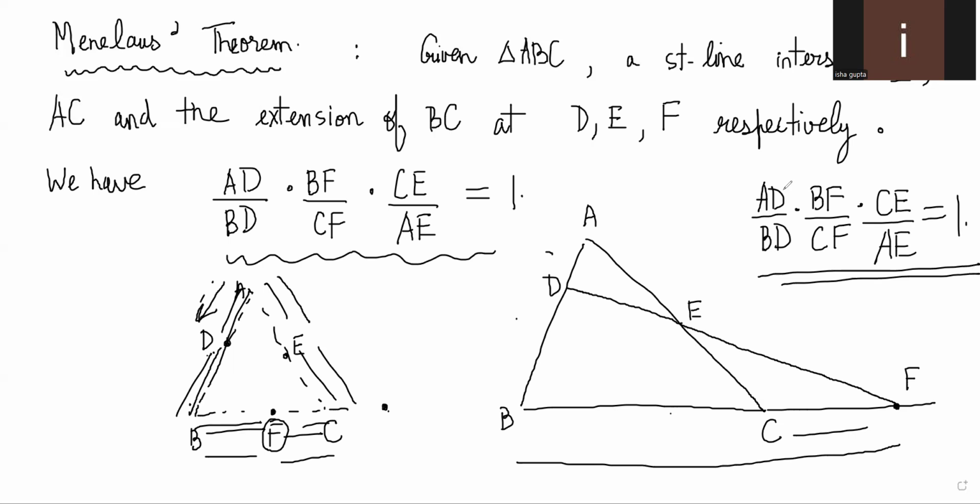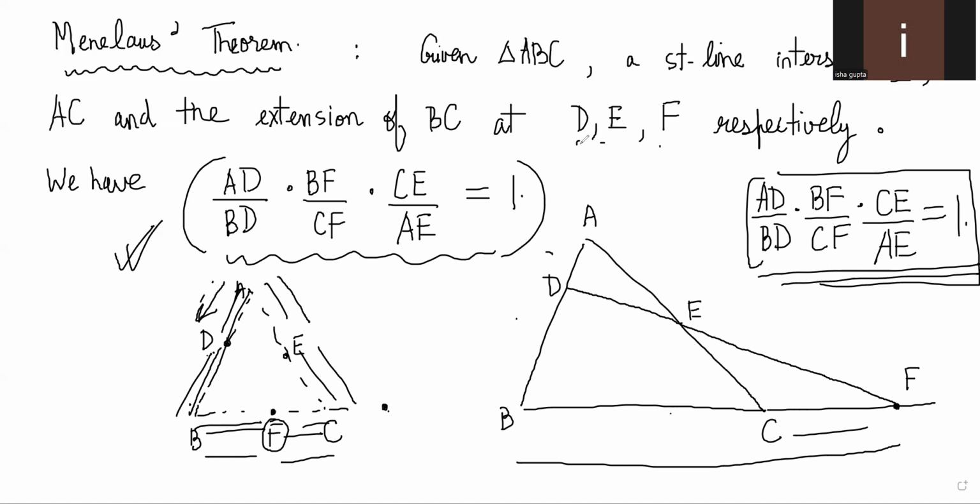Okay. So now this result is true in both directions. So if a straight line intersects the three sides like this at D, E, F, then this result is true. And if this result is true, then you can say that the 3 points D, E, F are collinear. The opposite is also true. So if this result is true, then the 3 points D, E and F can be joined by a single straight line. So it works both ways.